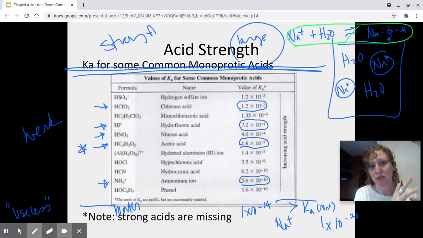Okay, so we're starting to connect all these concepts. We have a concept of what a strong acid is, a concept of what a weak acid is, a concept of what a useless acid is. We have a concept of what K is, what equilibrium is. We're kind of trying to connect all of these concepts together.